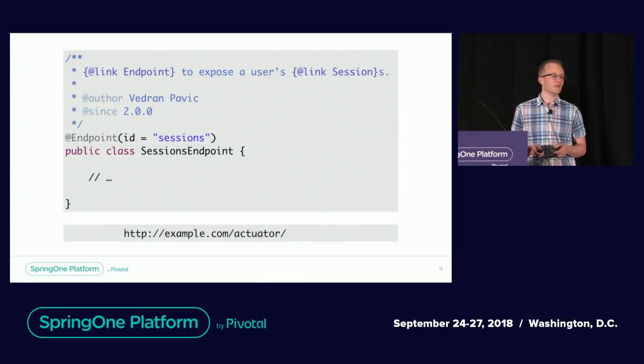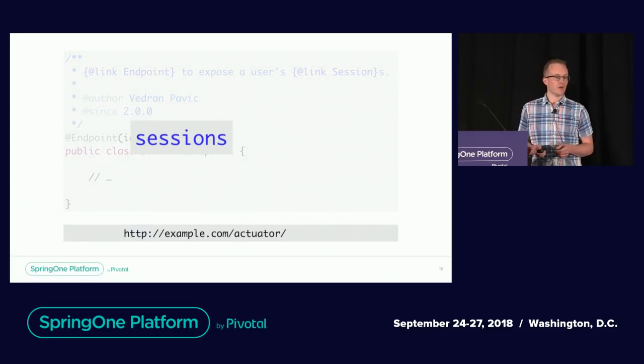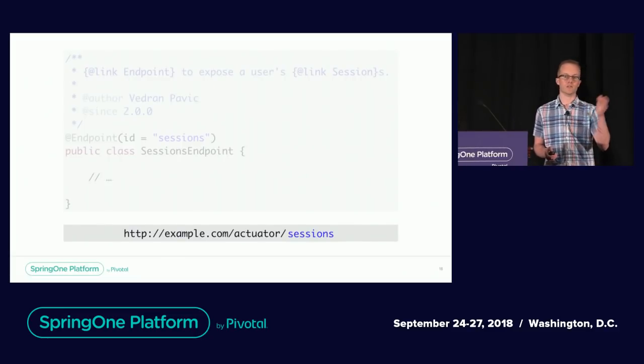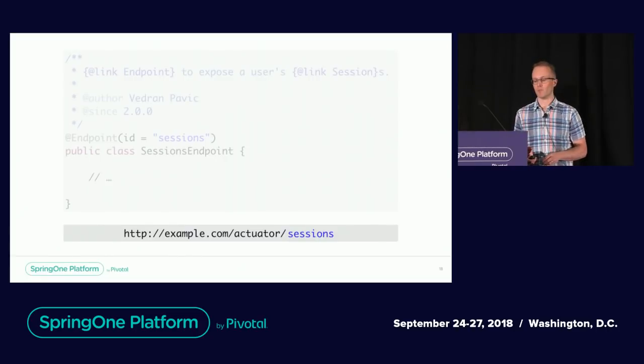And the ID is used by default to create the URI for the endpoint. So we have the sessions ID here, and that maps straight down into the URL. /actuator is the default base path, and then the ID is the part that's used to identify a particular endpoint within your application.